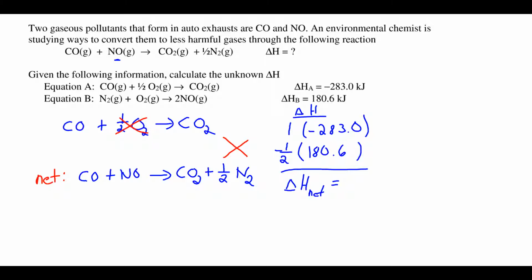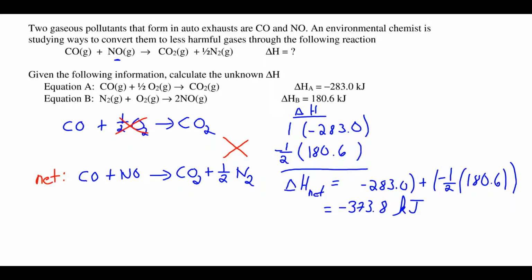Now to find the delta H of the net reaction, we add these two quantities together. Alright, we have our final answer. Our value of delta H net is minus 373.8 kilojoules, and it's for this reaction as it is written.